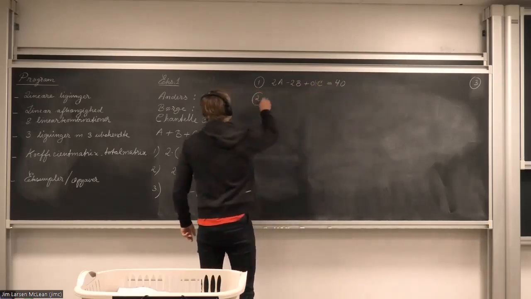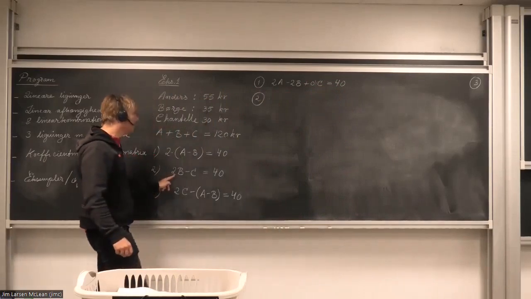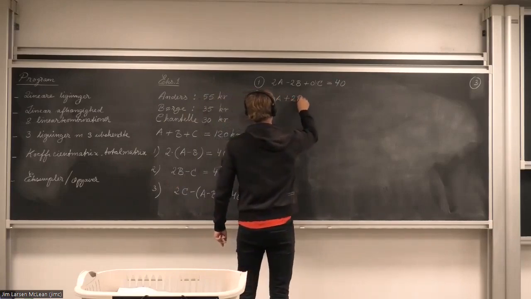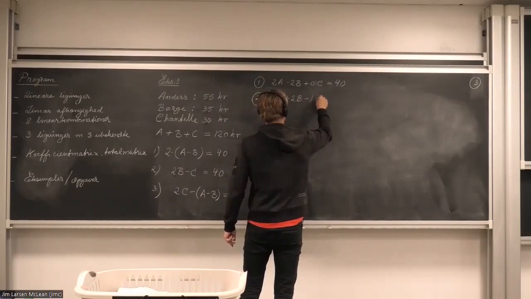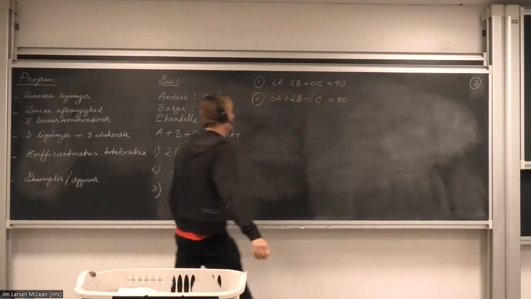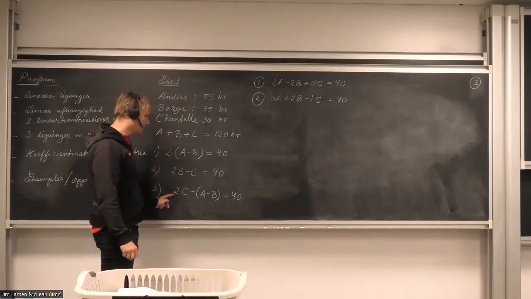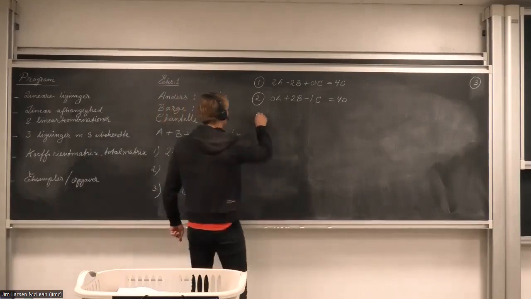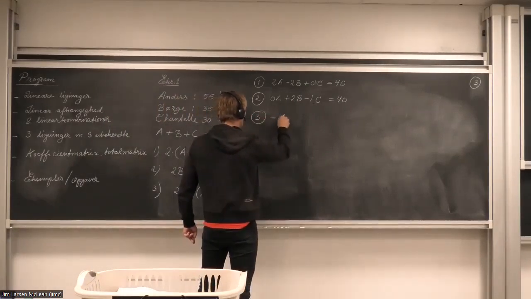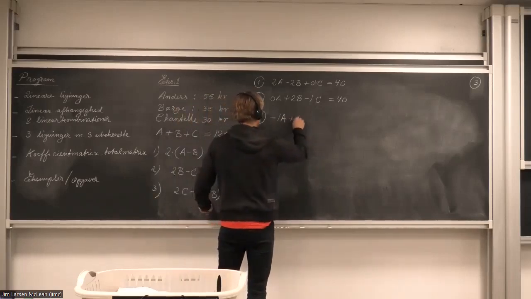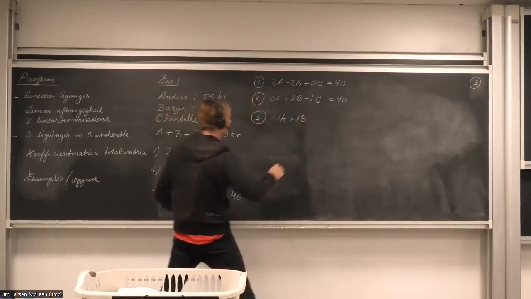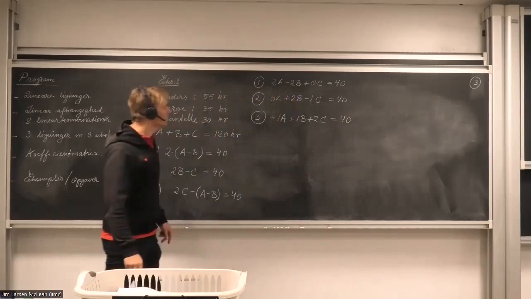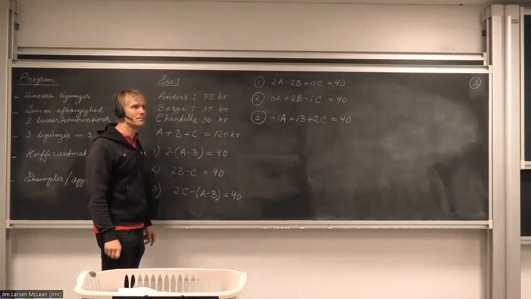Then I do the same with the next equation. It says 0A plus 2B minus 1C should give 40. That was equation 2, written in standard form. Equation 3. Now we need to focus carefully. It says minus 1A plus 1B plus 2C. There are the three equations written in standard form.